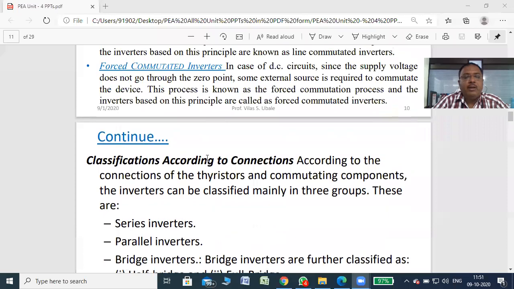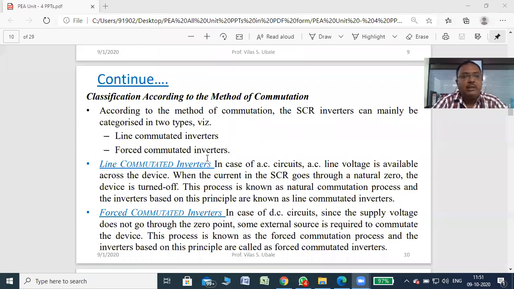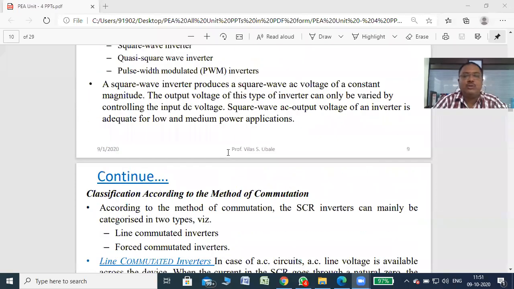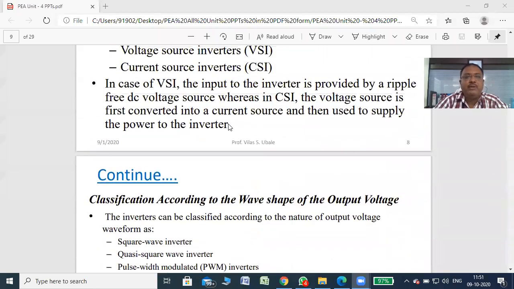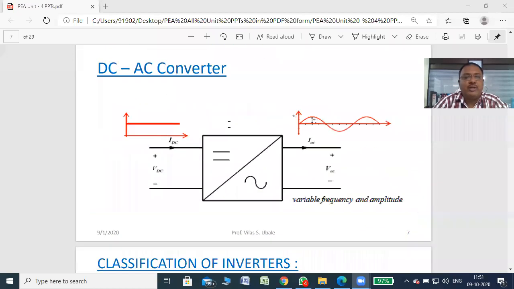In the last lecture, we have seen the classification of inverters. I'll just repeat within 5 minutes, and then we will proceed to the next one. So DC to AC converters are called inverters. There are various types of inverters. As I already explained, what is the purpose of an inverter in industry, right?